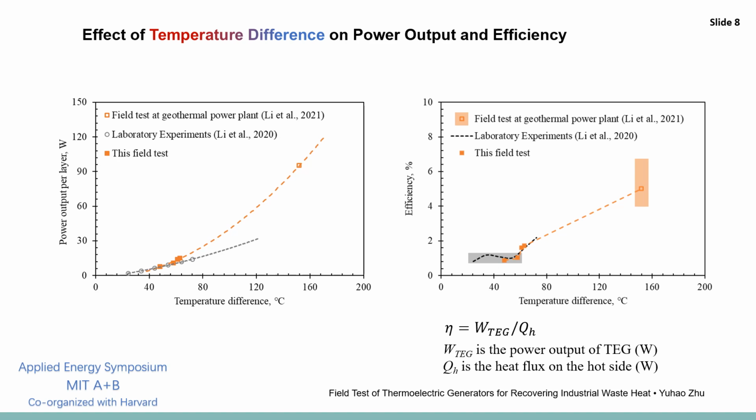In contrast, the efficiency of TEG in the geothermal field test rose to more than 5% at a temperature difference of 152 degrees Celsius. The efficiency of the geothermal field test was variable among the tests at different flow rates. The results of the field tests and laboratory experiments suggested that the temperature difference of 60 degrees Celsius may be an important turning point for the efficiency of TEG in industrial applications.